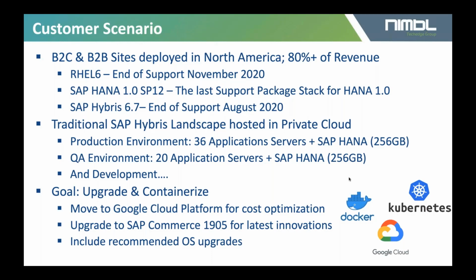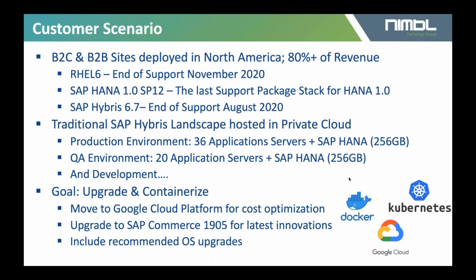So let's talk a little bit about this customer. Number one, they have B2B and B2C sites deployed in North America only. 80% of the revenue is driven through their e-commerce storefront. The company, by the way, is roughly about $4 billion in revenue. And this is a lot of revenue, obviously, they're driving through their e-commerce, their digital commerce storefronts. So today they have Hybris 6.7 running with a HANA 1.0 database and Red Hat Enterprise 6.